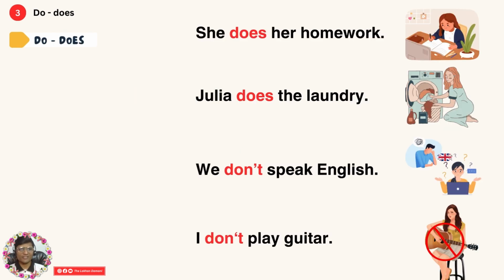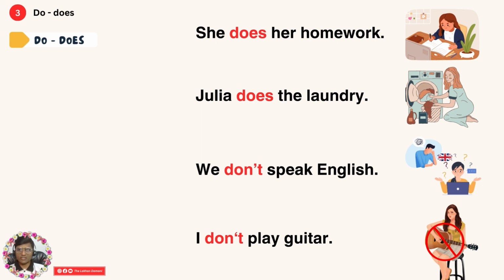Let's get started with the next point, do and does. We use do and does, for example: she does her homework. Julia does the laundry. We don't speak English. I don't play guitar. This time we have used third person singular does. Julia is also third person singular. We is first person plural. I is first person singular, right? So we use do, does.